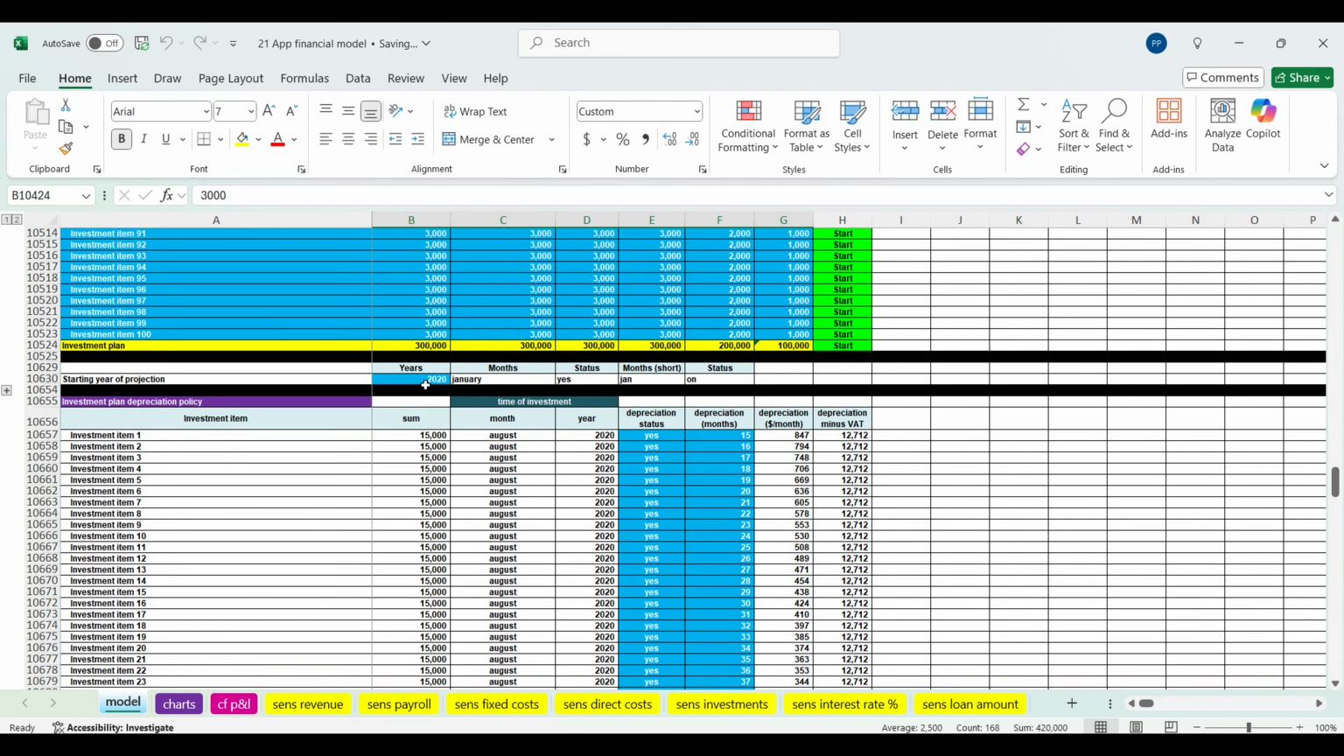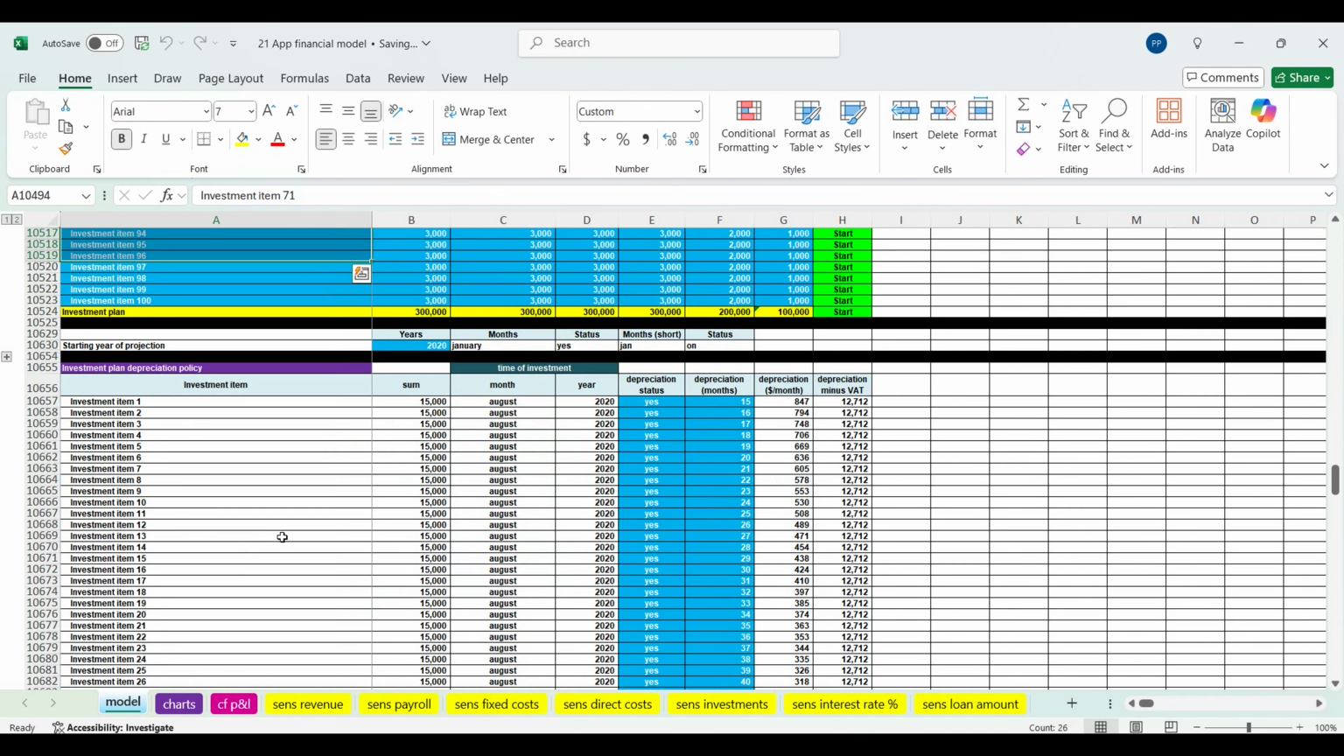Then we are specifying the first year of our financial projections. So we are assuming that the first year of the investment stage will be 2020, so the first year when we start investing in our project will be, let's say, 2020. We can specify any year here. Then we are describing the depreciation and the terms for the depreciation for different investment plan items that we've mentioned here inside the investment plan.